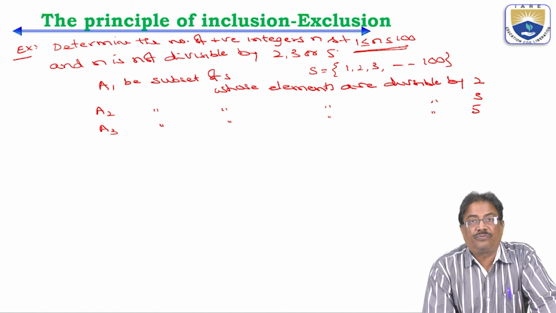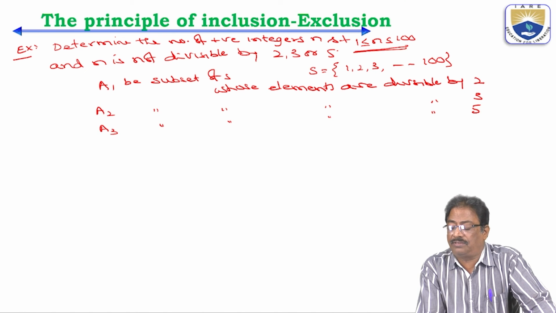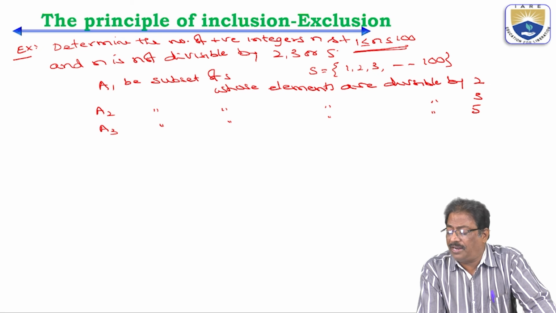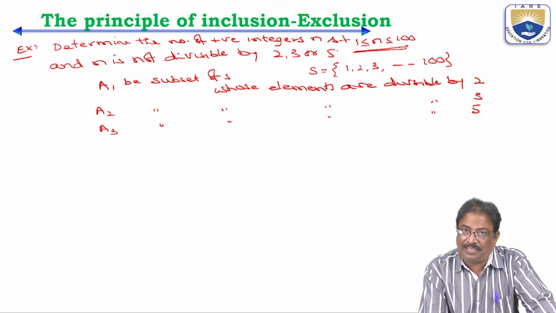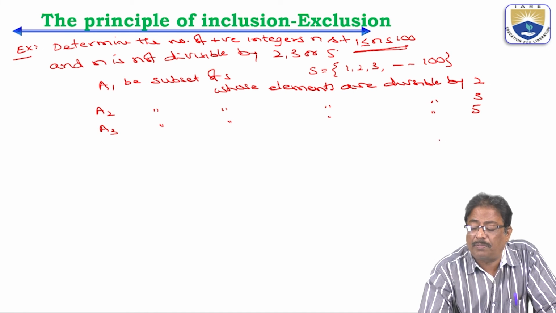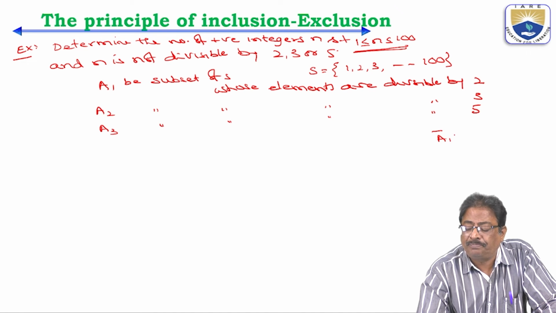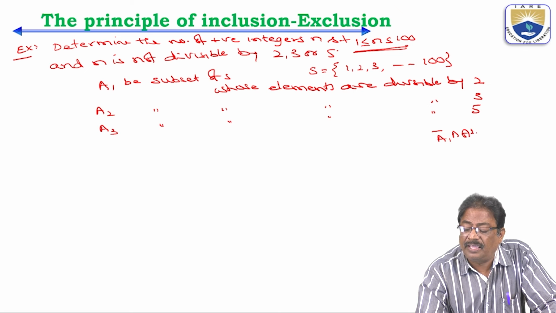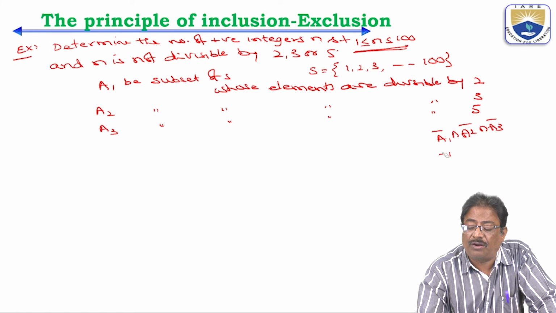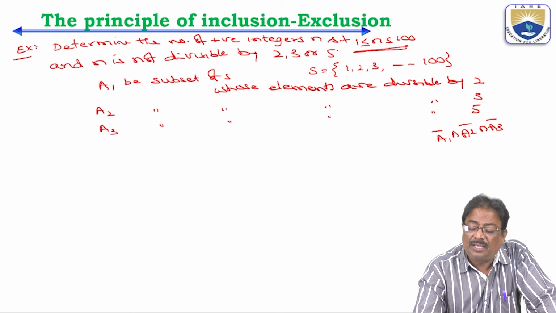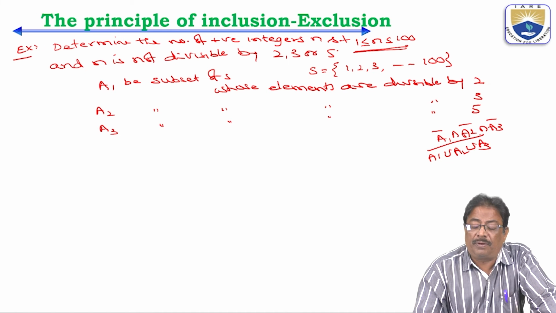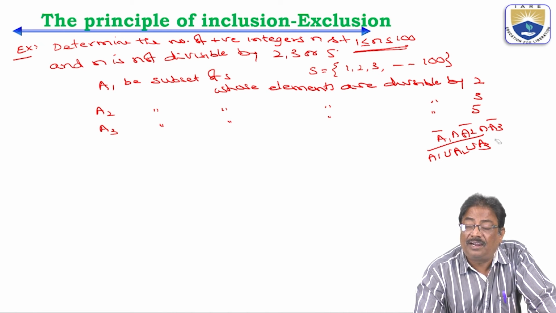Now I am going to calculate the cardinality of A1, the cardinality of A2, the cardinality of A3, and A1 intersection A2 intersection A3. And finally, I am going to calculate A1 complement intersection A2 complement intersection A3 complement. Or I am going to consider the complement of A1 union A2 union A3, which is nothing but A1 complement intersection A2 complement intersection A3 complement.